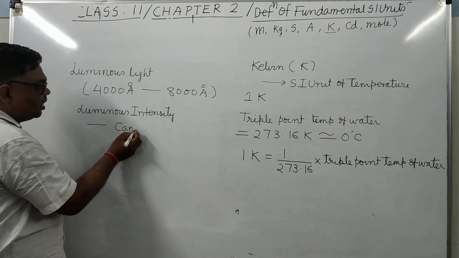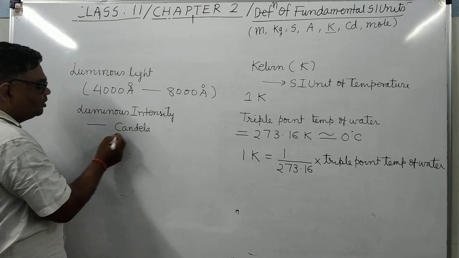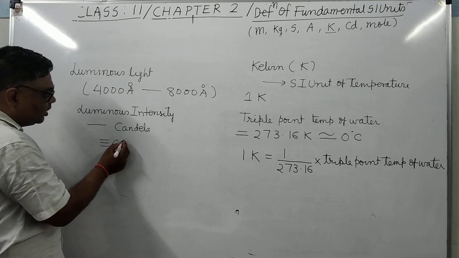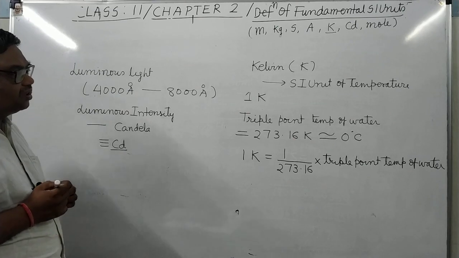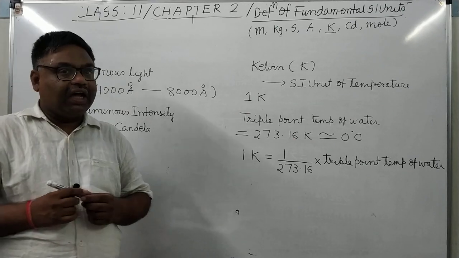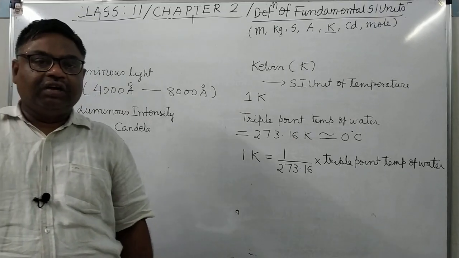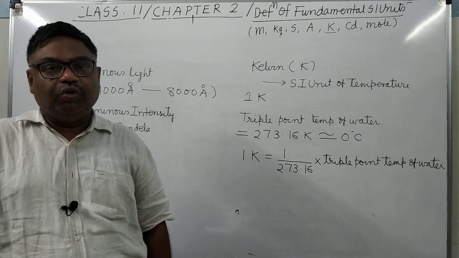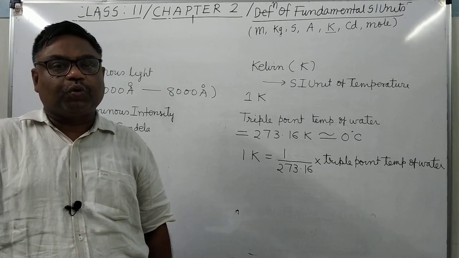SI unit is candela. In short we write it as cd. It's clear? Now what is candela? So one candela is the luminous intensity.